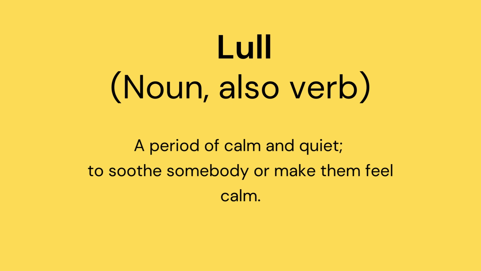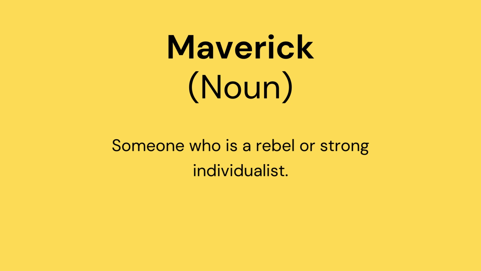Lull can be a noun and also be used as a verb. It can, as noun, refer to a period of calm and quiet, and as verb, refer to the action of soothing somebody or to make them feel calm. Maverick is a noun, and it is someone who is a rebel or strong individualist.